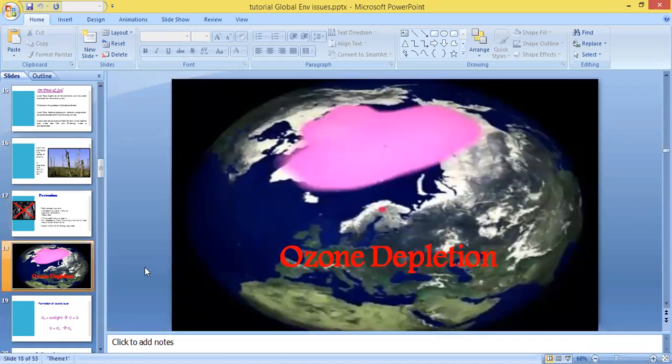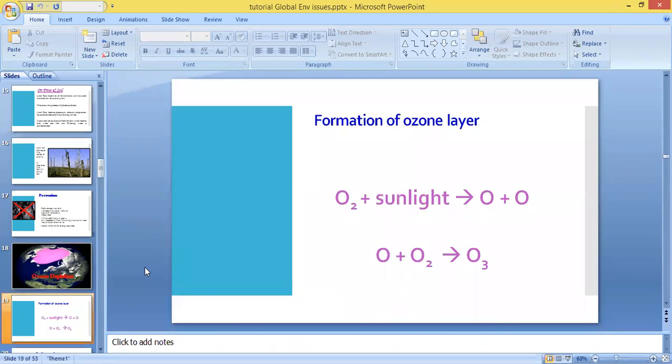Next is ozone depletion. As you know, ozone depletion is a very serious challenge, because due to depletion of the ozone layer, UV radiations enter the surface of the earth, and when they enter, they create a lot of ecological imbalance. So let us see that. How is this ozone layer formed? O2 reacts with sunlight and breaks into O plus O. When this single O atom reacts with O2, it gives rise to ozone, that is O3.